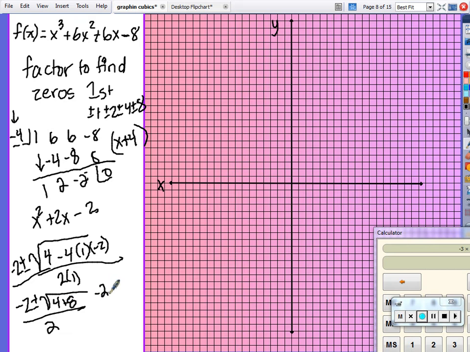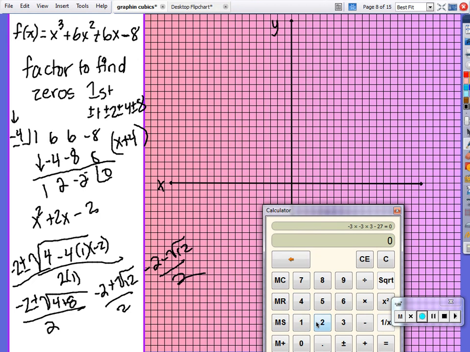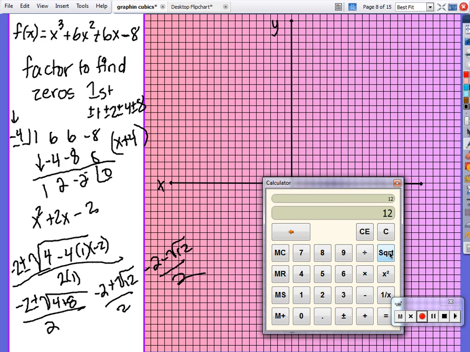So we're going to have to use our calculator. Negative 2 plus the square root of 12 over 2, and negative 2 minus the square root of 12 over 2. So let's grab our calculator, and we'll do the square root of 12, minus 2, divided by 2. So this is 0.73. I'm just going to leave it at 0.7. So that's one of our zeros, 0.7.